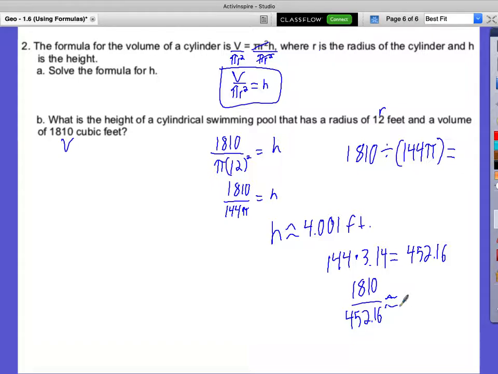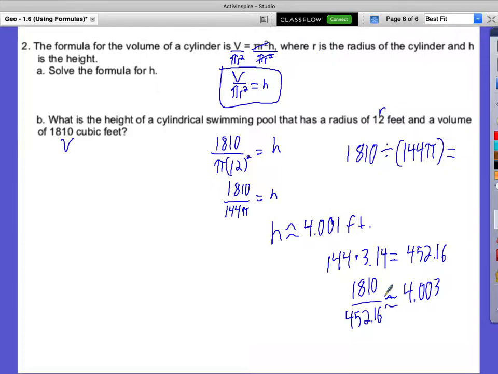You end up getting 4.0. What did you get, Brady? 4.003. Okay, is that very, very close? If you're that close and you show your work, I will give that to you. If you show your work and you show that you did this, I will give that to you 100% of the time.